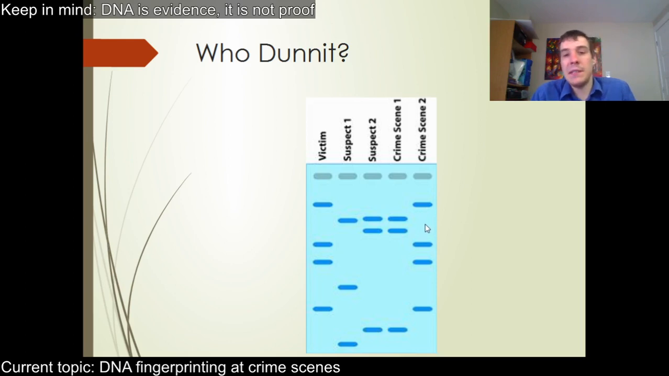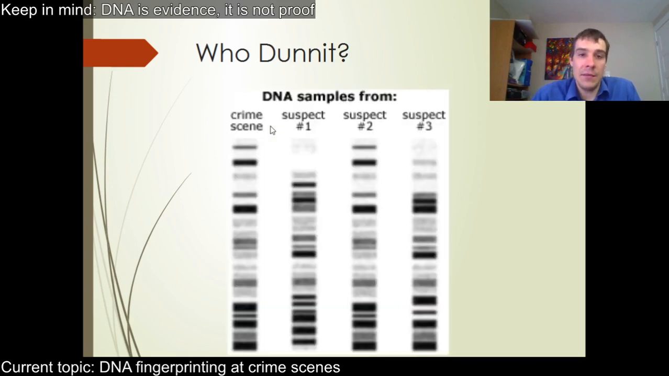What we see at crime scene number 2 is the victim's DNA. So this suggests that suspect 2 was there. It doesn't mean that suspect 2 did it, it just means suspect 2 was there. Suspect 1 wasn't at either crime scene, so we can just let suspect 1 go. Suspect 2, we might want to question a little bit about, hey, we have proof that you were there, kind of thing.